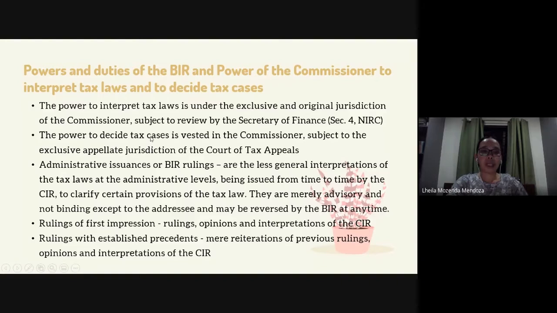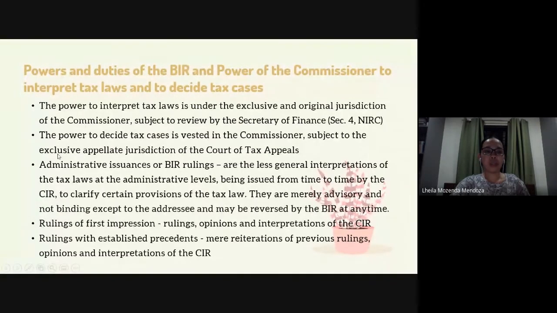The power to decide tax cases includes disputed assessments, refunds of internal revenue taxes, fees and other charges, penalties imposed in relation thereto, and other matters arising under this Code or other laws, which shall be vested in the Commissioner, subject to the exclusive appellate jurisdiction of the Court of Tax Appeals.